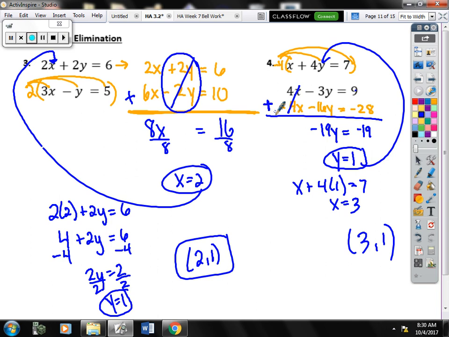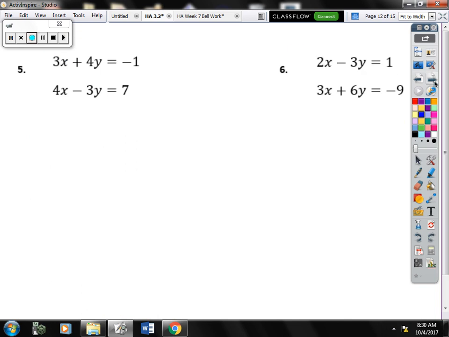The last two that we have then have the problem of I can't multiply 3 by something to get 4 or 4 by something to get 3 unless I want to do a fraction, and I wouldn't suggest that because then you're going to have to add fractions with a common denominator and all that kind of stuff. So in this case, you're going to actually multiply the top and bottom equation by two different numbers to get them to match. And you get to choose.